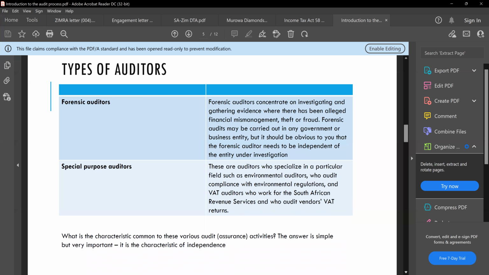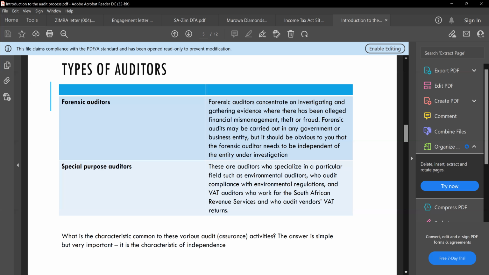Then we've got forensic auditors. Forensic auditors are auditors who concentrate on investigating and gathering evidence where there has been an alleged financial mismanagement, theft, or fraud. Forensic audits may be carried out in any government or any business entity, but it should be obvious to you that the forensic auditor needs to be independent of the entity under investigation.